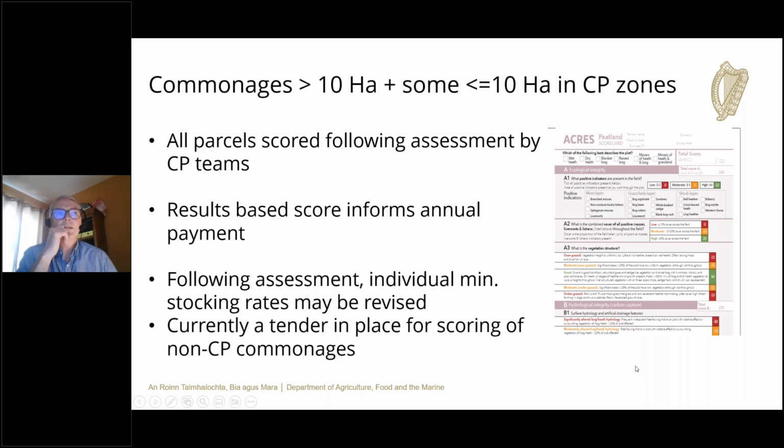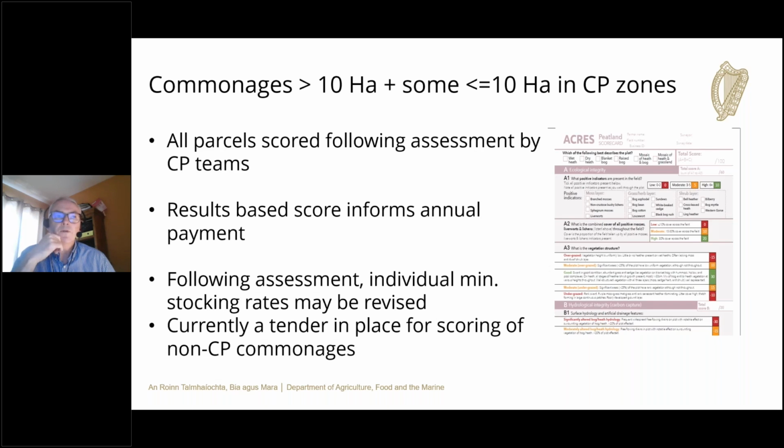Just a small bit on how the Commonages are going to be approached. The Commonages greater than 10 hectares, and some of the smaller Commonages less than or equal to 10 hectares in the CP zones, are all going to be assessed by the CP teams. The CP teams have already commenced that work in some areas, and they'll continue with that process throughout the summer. That results-based score will then inform the annual payment arrived at for each shareholder in that Commonage.